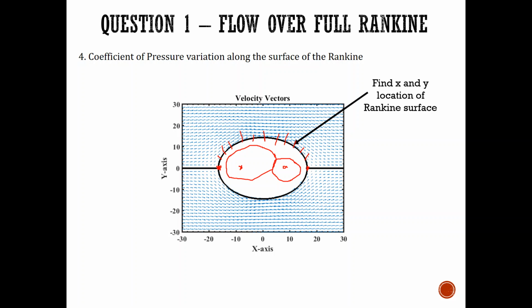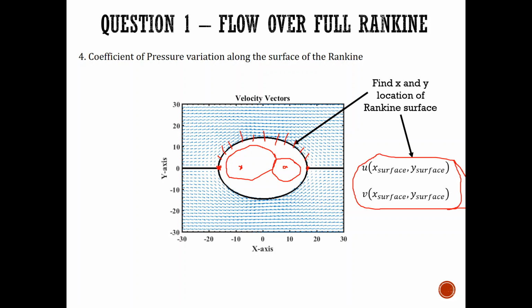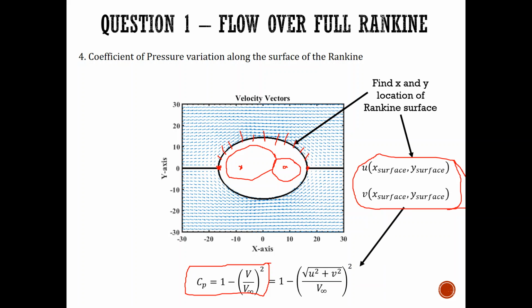So once you find the x and y locations of the Rankine surface, then you plug that into the u and v velocity vectors. Then you get the u and v velocity along the Rankine surface, right? Now, for the coefficient of pressure variation, you guys know the formula, right? Cp is 1 minus V local over V infinity, squared. In terms of u and v, V is basically the magnitude, so the square root of u squared plus v squared. So once you find that, you can basically plot Cp variation as a function of the x-axis or y-axis.